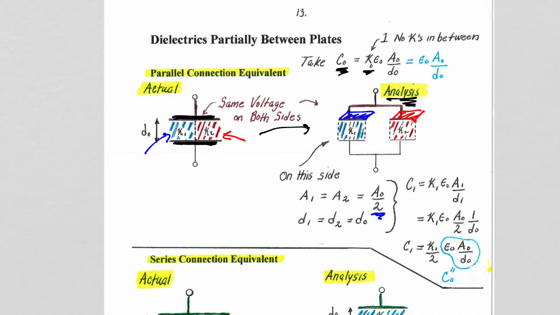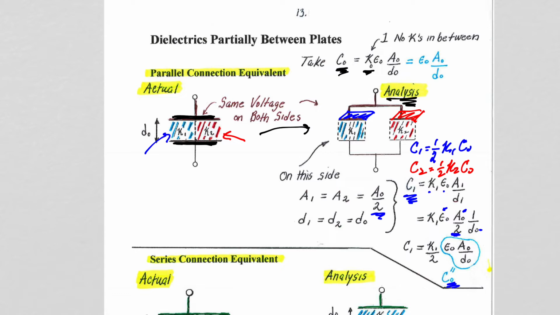So when we look at the capacitance C1, we get kappa epsilon naught A1 over D1. The A1 is A naught on 2, and then we're left with epsilon naught A naught over D naught, which is our C naught. So we get a C1 value of 1/2 kappa 1 C naught, and similarly we'll get a C2 of 1/2 kappa 2 C naught.